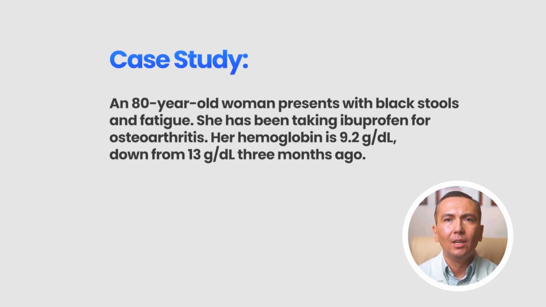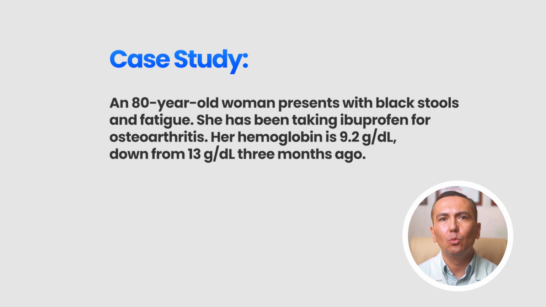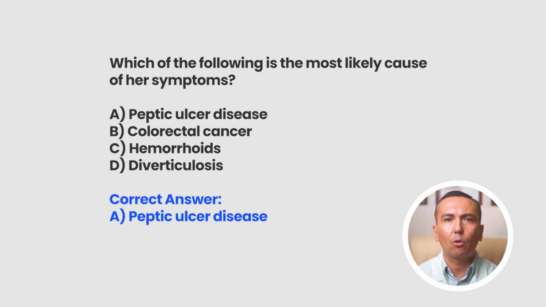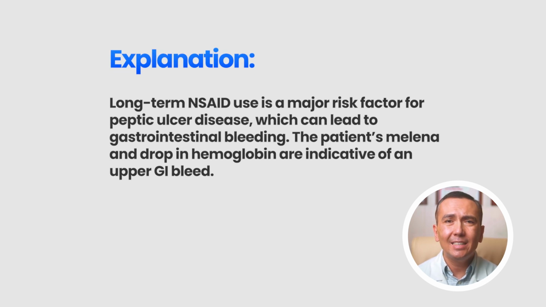We can make a clinical vignette question out of this case. Let's take a look. An 80-year-old woman presents with black stools and fatigue. She has been taking ibuprofen for osteoarthritis. Her hemoglobin level is 9.2 grams per deciliter. That came down from 13 grams per deciliter 3 months ago. Which of the following is the most likely cause of her symptoms? The correct answer to this question is peptic ulcer disease. Let's explain briefly. Long-term NSAID use is a major risk factor for peptic ulcer disease, which can lead to gastrointestinal bleeding. The patient's melena and drop in hemoglobin levels are indicative of an upper GI bleed.